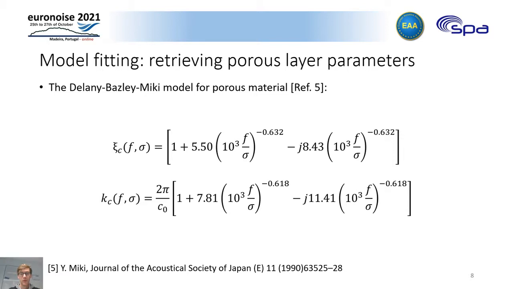So now we have an estimation of the measured reflection coefficient, and we would like to compare it to a model. Similarly to the previous work for the rigidly backed porous layer, we're going to use the Delany-Bazley-Miki model, where the characteristic impedance and the propagation constant within the material are simply estimated from the flow resistivity alone. Of course, a more sophisticated model could be used in case the porous material exhibits some less common behavior.